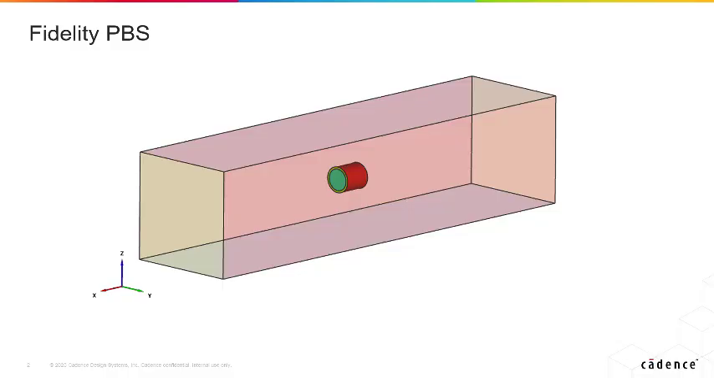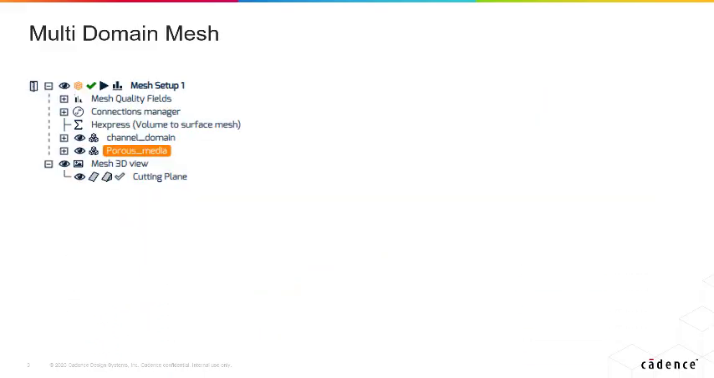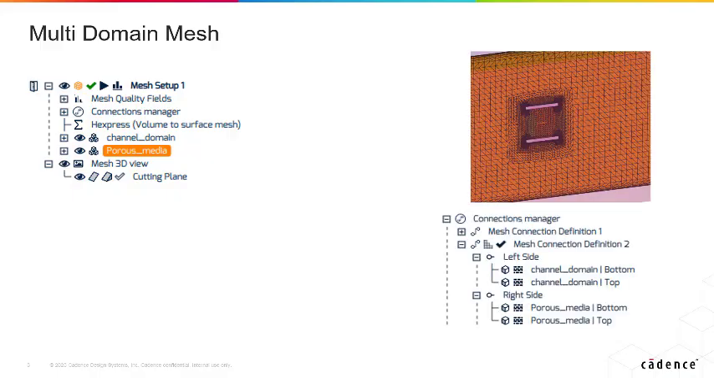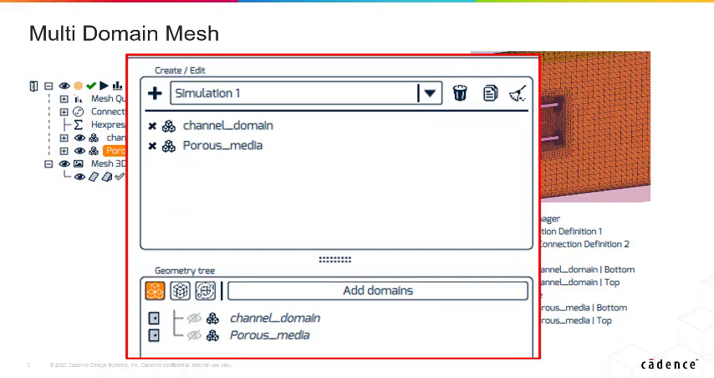In this, you can see a rectangular channel with a cylindrical porous media separated by an annulus wall and open via the inlet and outlet. Using the Fidelity Hexpress mesher, we create a multi-domain mesh with automatic conformal connections. While setting up the simulation, make sure you select both the channel domain and the porous media domain. Now, to set up the porous media in the simulation setup.